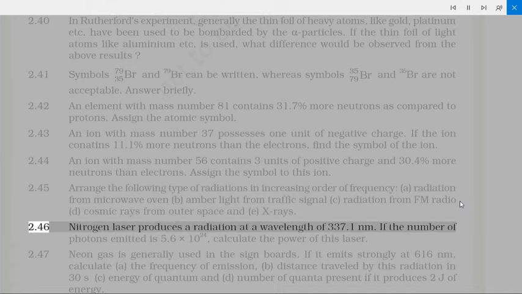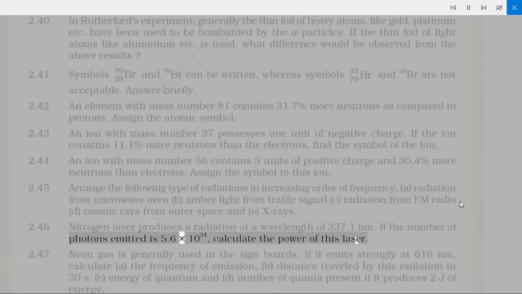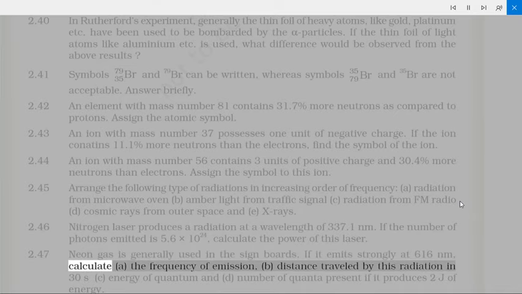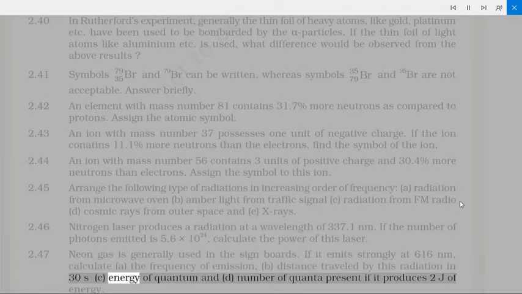2.46 Nitrogen laser produces radiation at a wavelength of 337.1 nm. The number of photons emitted is 5.6 times 10^24. Calculate the power of this laser. 2.47 Neon gas is generally used in the signboards. If it emits strongly at 616 nm, calculate a, the frequency of emission, b, the distance traveled by this radiation in 30 s, c, the energy of quantum and d, the number of quanta present if it produces 2 J of energy.